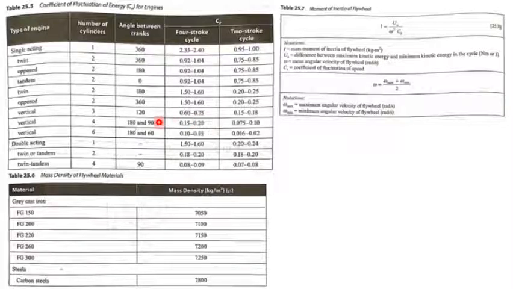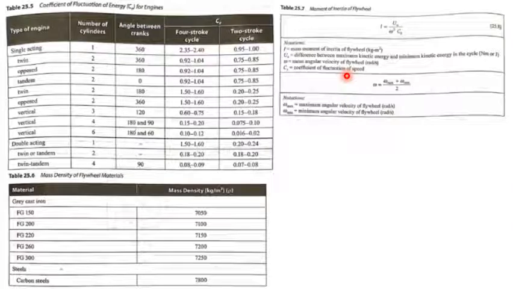Mass density of the material is provided in table number 25.6, and this is very much important. That is a must, but in many problems directly the values of density of material are provided.